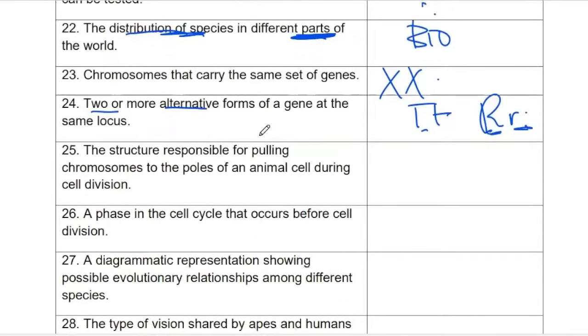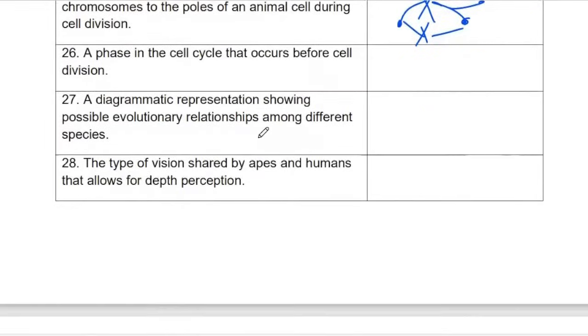The structure responsible for pulling the chromosome to opposite poles of animal cell. How do you call that structure which pulls the chromosomes to opposite poles? We call it spindle fibers. Then they're saying that a phase in the cell cycle that occur before cell division, interphase. They're not saying the phase in meiosis. They're saying cell cycle. So it means that you talk about interphase.